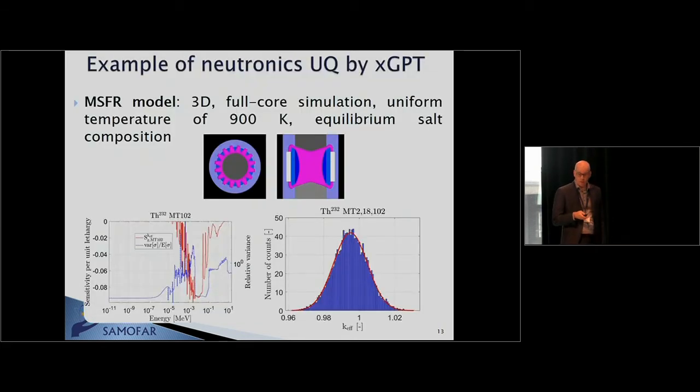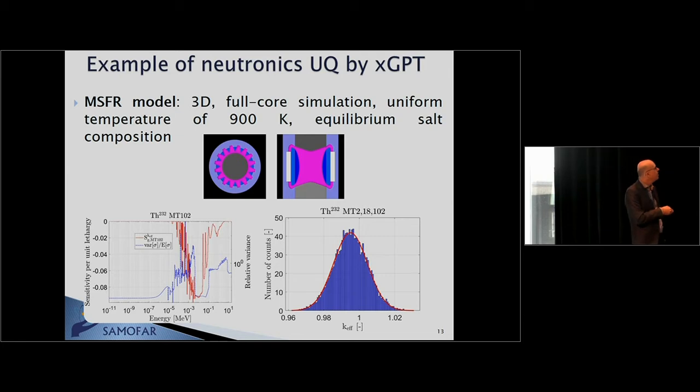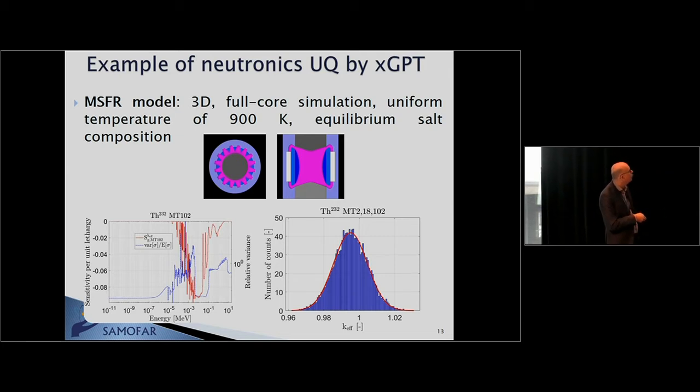So I've got one example here of a study that was made in this project about uncertainty quantification. This is the MSFR core in the Serpent Monte Carlo code that was used. An uncertainty quantification study completely on neutronics was done by extended generalized perturbation theory. And you see here in blue the, let's say, variance of your cross-section data of a very specific reaction here, and in red, the sensitivity coefficients of that cross-section to your multiplication factor.